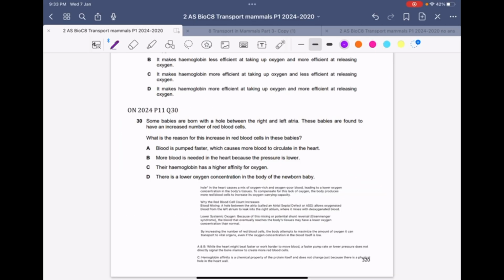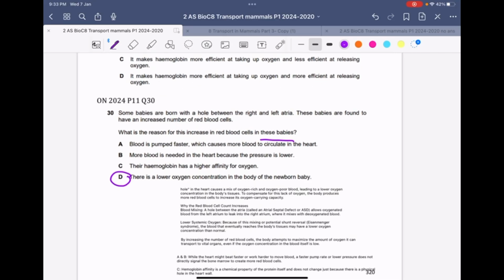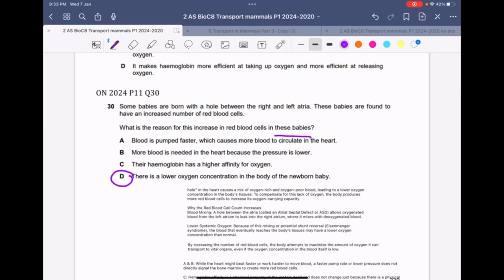What is the reason for this increase in red blood cells in this baby? So the answer is B. Because there's a hole between the right and the left atrium, it will cause mixing of the oxygenated blood from the left side and the deoxygenated blood from the right side. Mix of oxygen-rich blood and oxygen-poor blood will reduce the concentration of oxygen in the body tissue. So in order to compensate for this lack of oxygen, the body will produce more red blood cells in an attempt to increase its oxygen carrying capacity.